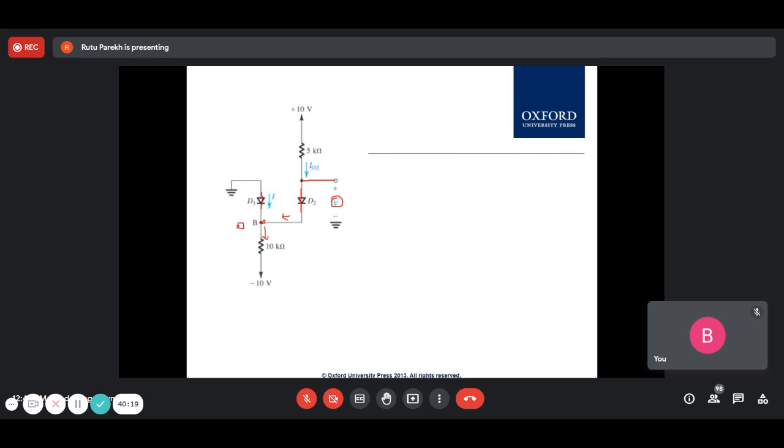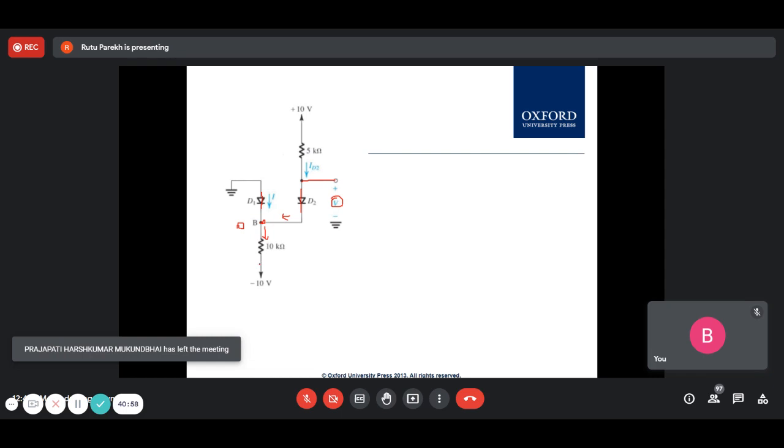So now what will be your ID2? 10... ID2, 2 milliampere. Very good. 10 minus 0 divided by 5 is 2 milliamp. And how about this? It will be minus 1, you have to find out. So this is 0 minus 10 divided by this. Okay. So how much is this? 1 milliamp.